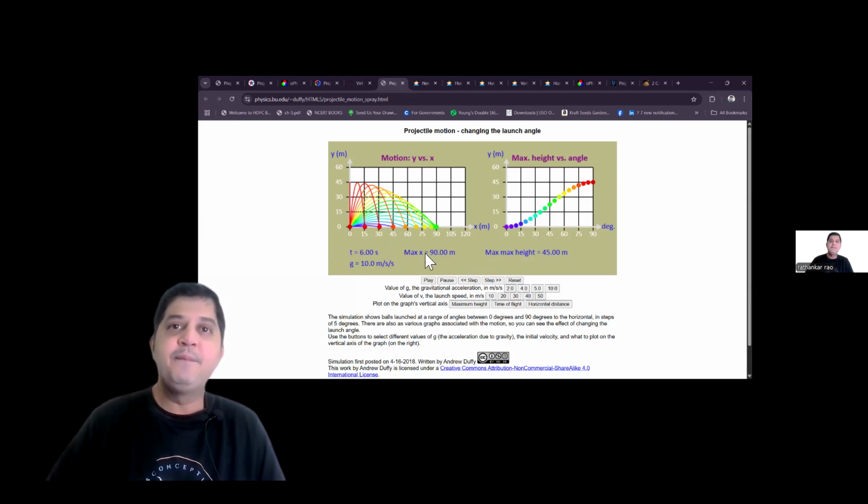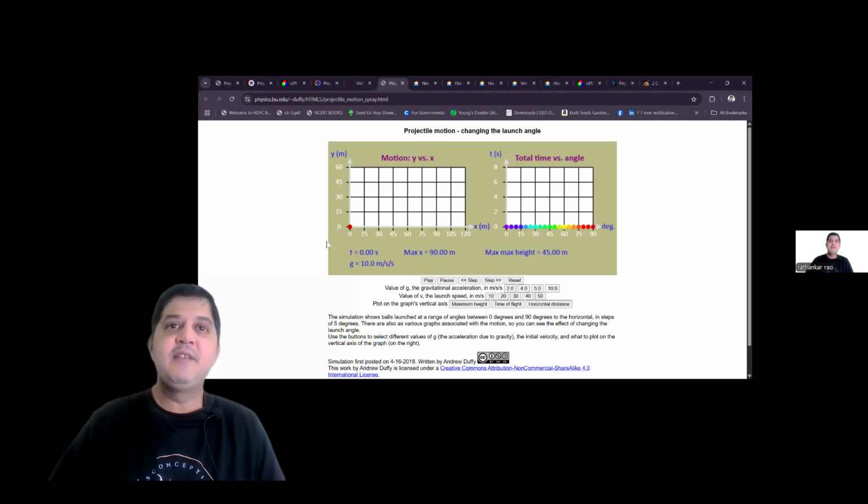This is only for this x over here, and the value of g I have used is around 10 meters per second squared, and the maximum height it has reached is around 45 meters. And this also gives you one more. This graph is to interpret maximum height versus angle. As the angle changes, what is the maximum height? It changes over here. You will be able to write it. Similarly, time of flight for different angles of projection.